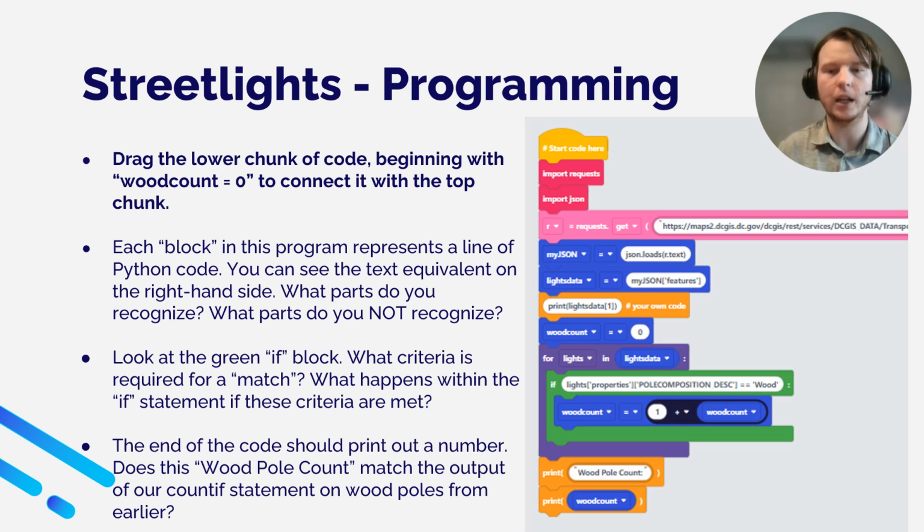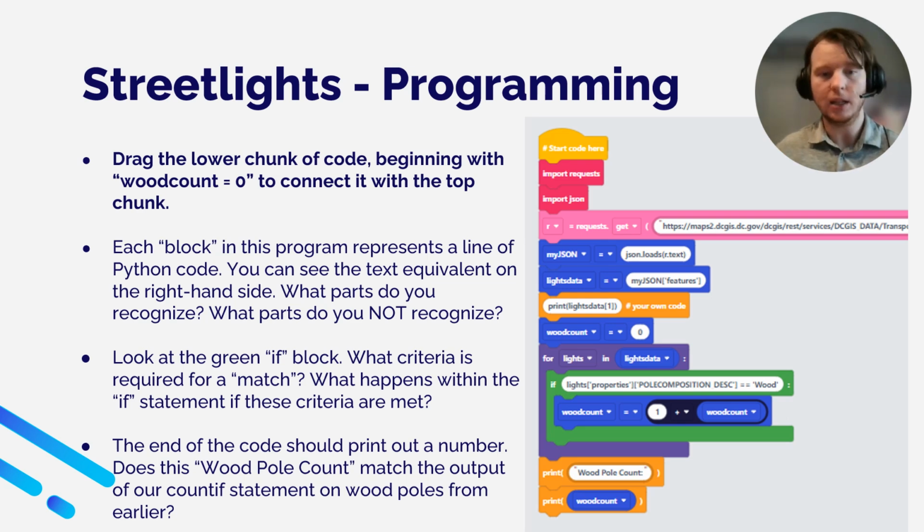We want to highlight this green if block. So this is the block that has if lights properties pole composition desc equals wood. We want them to think about what criteria is required for a match. For a match here, we would need the within lights, within properties, and within pole composition description to match the text wood. If that if statement criteria is met, then we will add one to wood count. If it's not, then we won't do that.